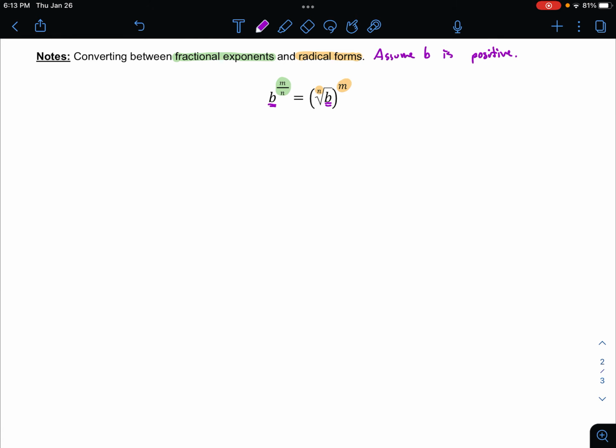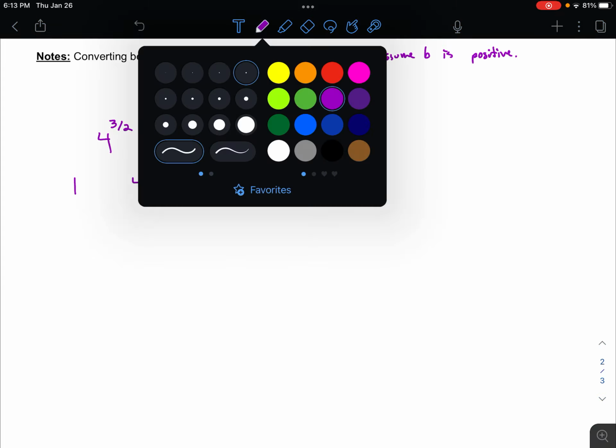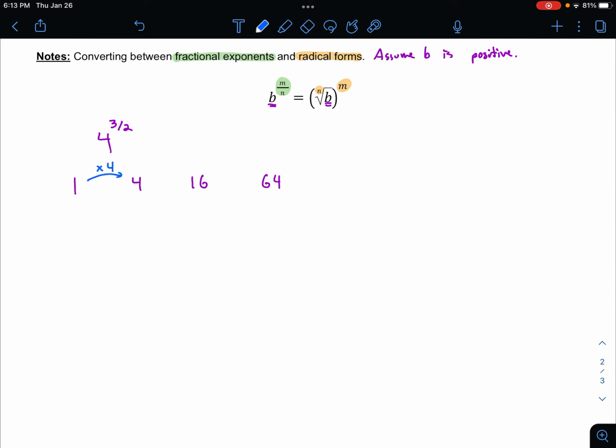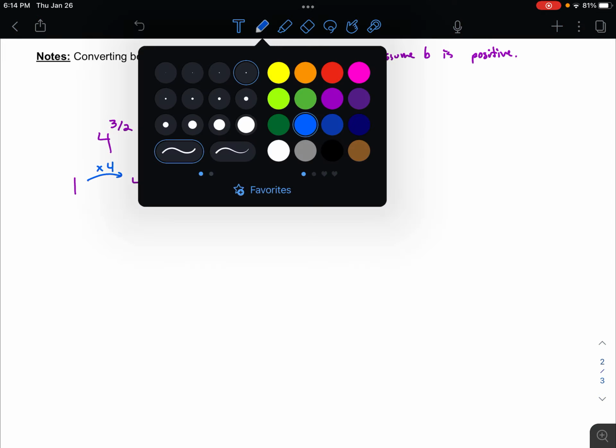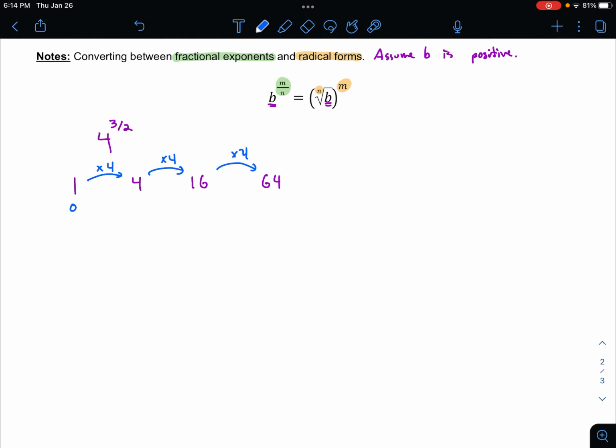So if we want to see what this might look like with an example, we can consider 4 to the power of 3 halves. And so, well, what does this mean? If we consider repeated multiplication by 4, we start with 1, then 4, 16, and 64. And each of those represents a multiplication by 4, times 4, times 4, times 4, which is what our exponents represent. And this represents 0 multiplications by 4, 1 multiplication by 4, 2 by 4, and 3 multiplications of 4.